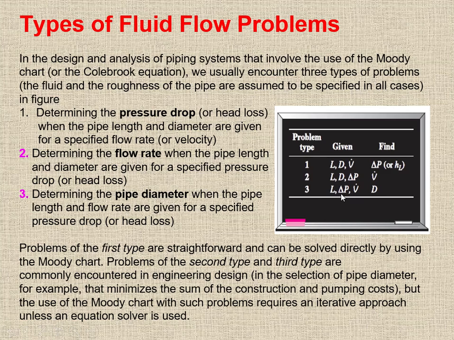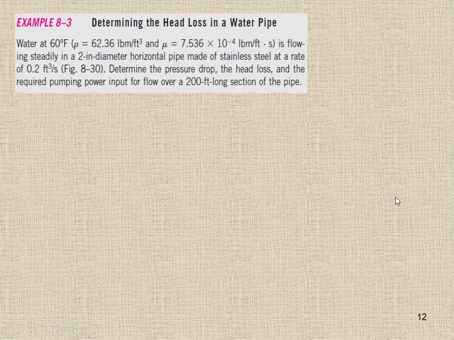If length, pressure drop and volume flow rate are given, then we have to determine the diameter. So these are the 3 types of problems, the items given and the item to be determined. So let's see and find out some problems. Here you see, determine the head loss in a water pipe. So here we have to find out HL. HL means delta P, or head loss, you can say that.